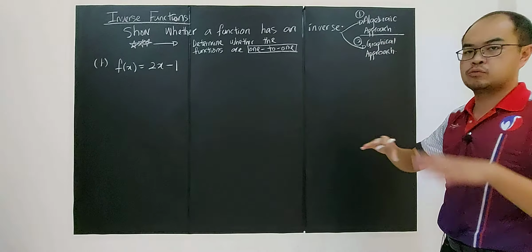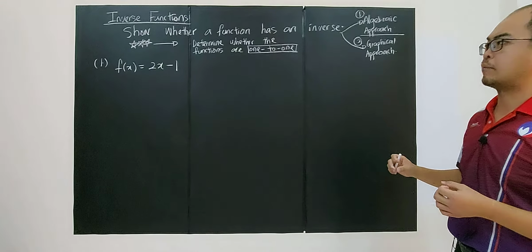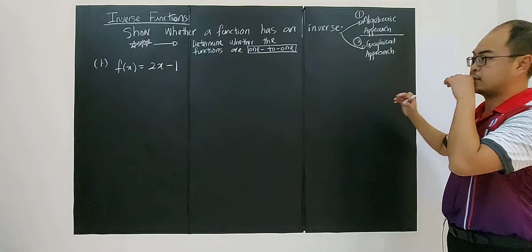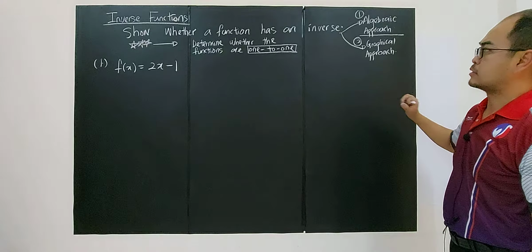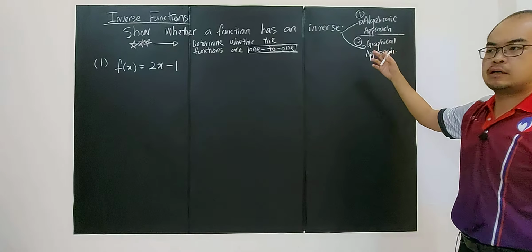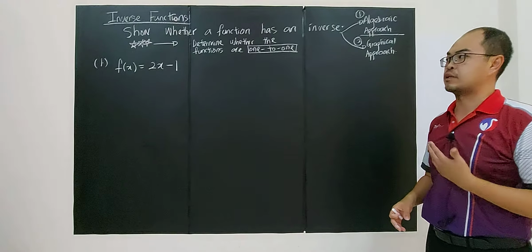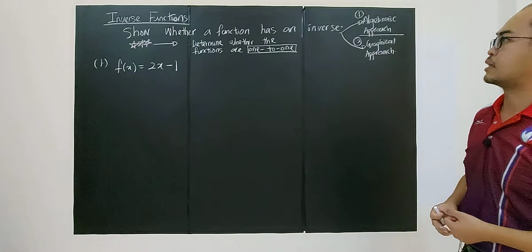Graphical approach means you're drawing the graph and you look at the graph. By doing some tests, you know that it does not have an inverse. The algebraic approach is where you apply algebra, without the graph, to explain algebraically whether the function has an inverse or not.